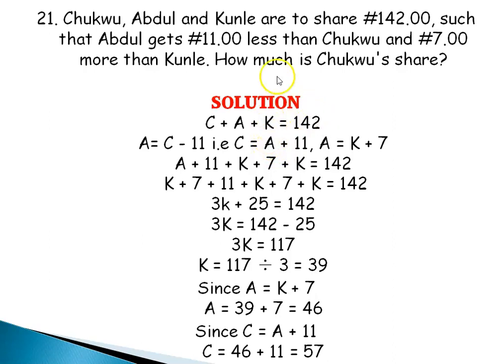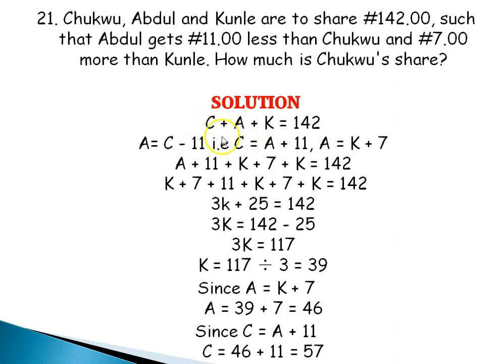And then the next statement says that Abdul's share is 7 more than Kunle. That is why we have A is equals to K plus 7. So these three equations is what we are going to use for us to be able to solve this question. Alright, so now remember our first statement here says C plus A plus K is equals to 142. So what I want to do now is to substitute these values of C and A that we have here into this first equation. Is that okay?